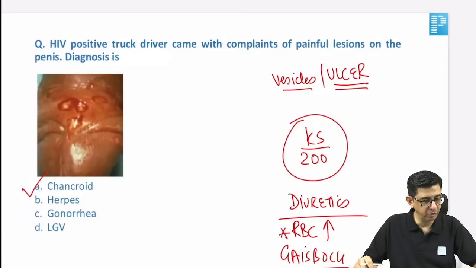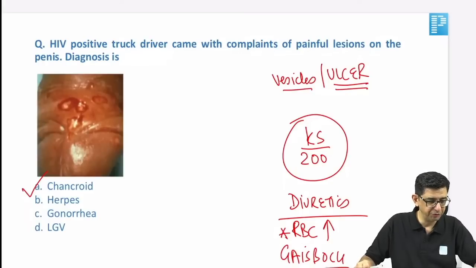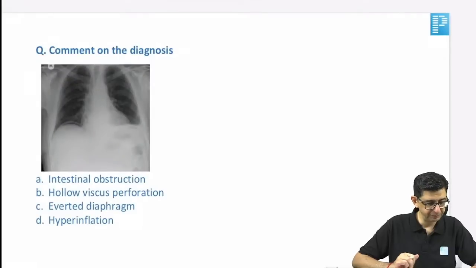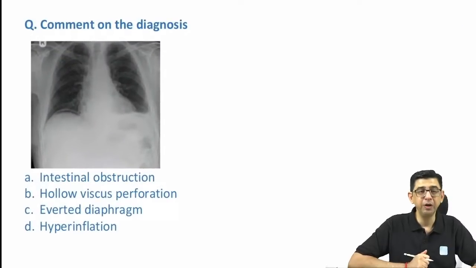8 to 12 hours for nitroglycerin travel, doctor. Yes, that is perfectly fine. As far as ulcer is concerned, it's going to be chancroid. Okay, moving to the next one.